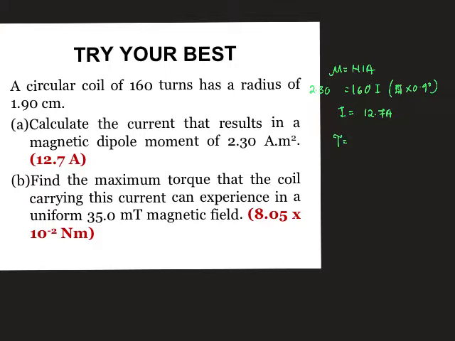So as you can see, torque is basically going to be mu times magnetic field. So mu you already have, 2.3. And the B here you have 35 times 10 to the power of negative 3. And sorry, it's going to be sine theta here, where theta is 90 degrees. So you are going to get your torque as 8.05 times 10 to the power of negative 2 meter Newton, or Newton meter.